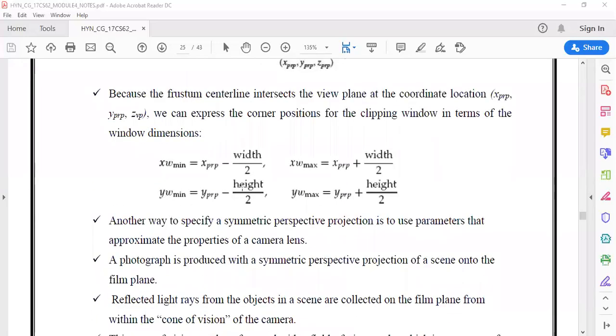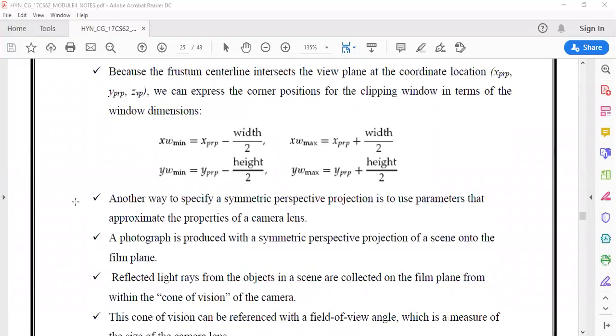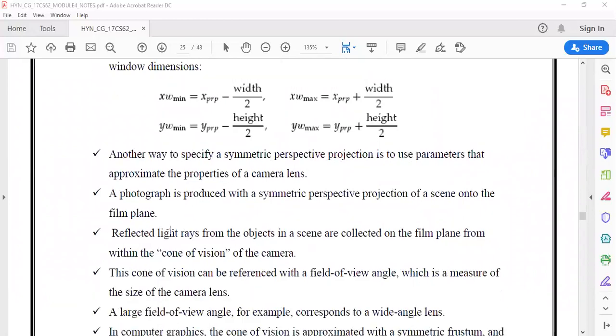Once we specify the corner position of the clipping window, another way to specify symmetric perspective projection is to use parameters that approximate the property of a camera lens. That means whenever I click a photograph, the photograph is produced with a symmetric perspective projection of a scene onto the film plane.